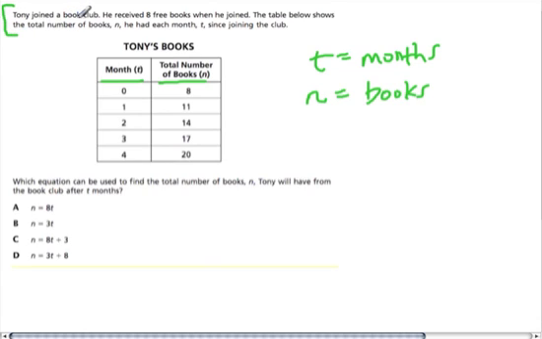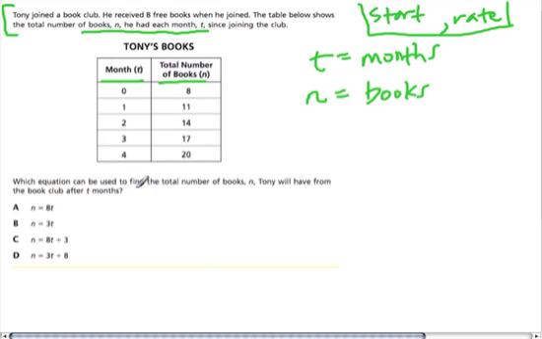Tony joined a book club. He received 8 free books when he joined, so he started with 8 books. And you're always going to look at some kind of start, and then some kind of rate from that. So what do they start with, and then what is the rate after that? The table below shows the total number of books N he had each month T since joining the club. This language here might throw you off, but they're just reminding you that N represents books and T represents months.